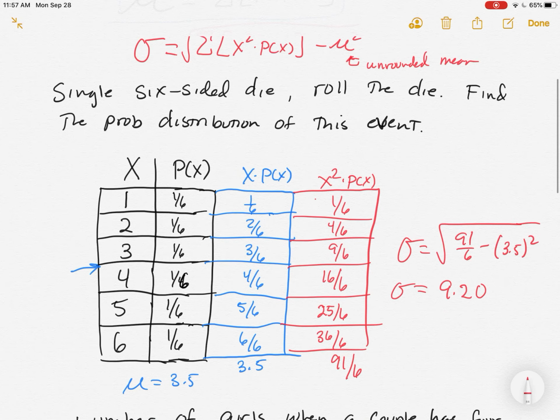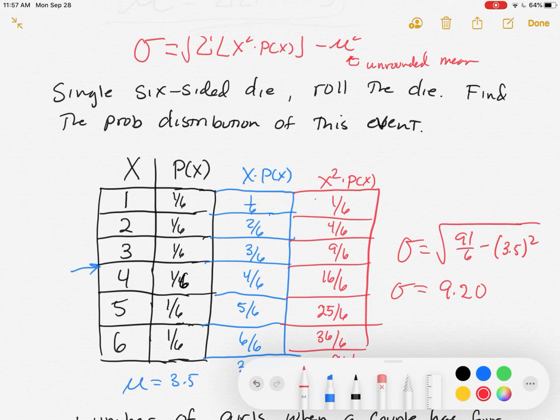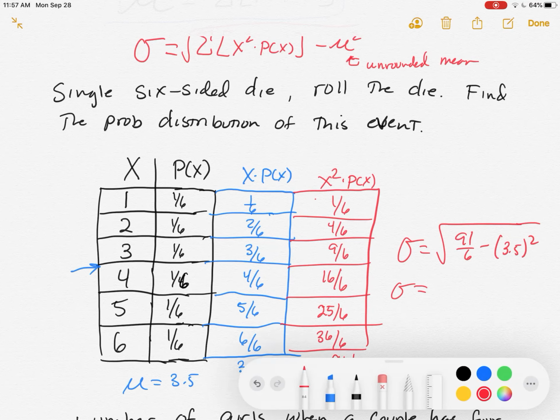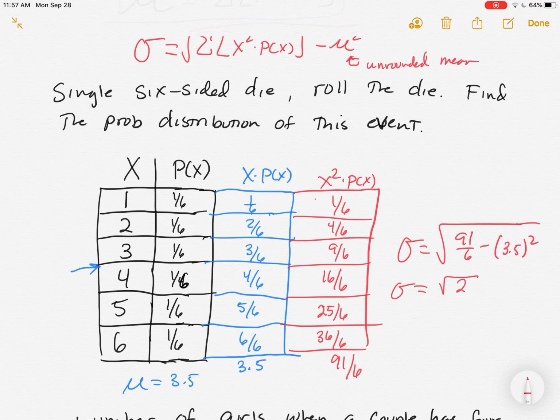Okay, so 91 divided by 6, right? Sum of the x squared p of x's minus the 3.5 squared. Okay, I did something wrong before. I was like, that's way too high. So 9 would have been the average distance the points are away. So now I got the square root, and what came under that, 91 divided by 6 minus 3.5 squared, came 2.916 repeating. Okay, I'm going to just keep that number in my calculator, hit the square root, pull up that last answer, and I get a more representative one of 1.7.